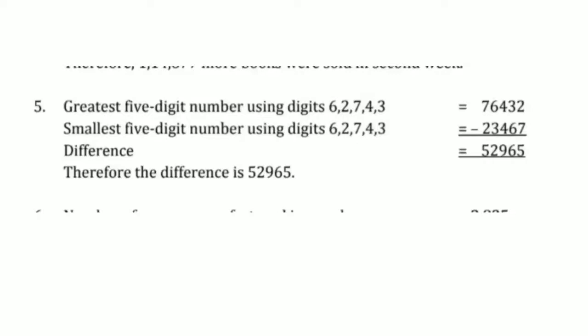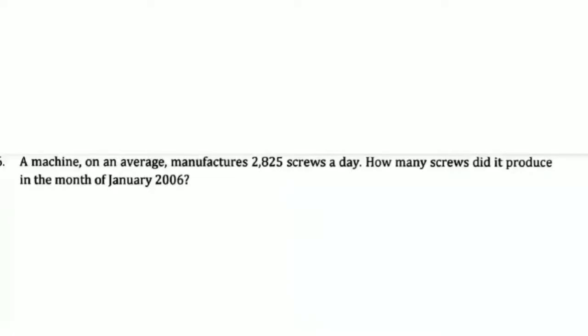Okay. Same as a smaller 5-digit number. What will come? Smaller one is what? 2, then 3, 4, 6 and 7. So the number is 23,467. Then subtract both the numbers. It will come 52,965. So therefore the difference is 52,965.